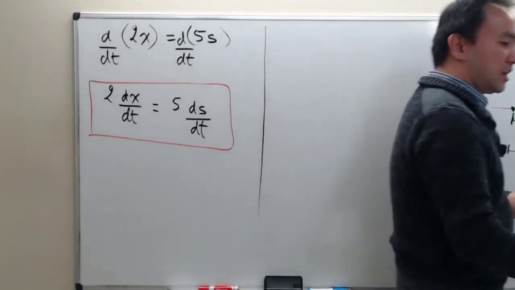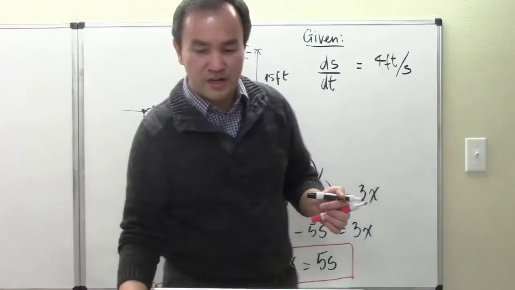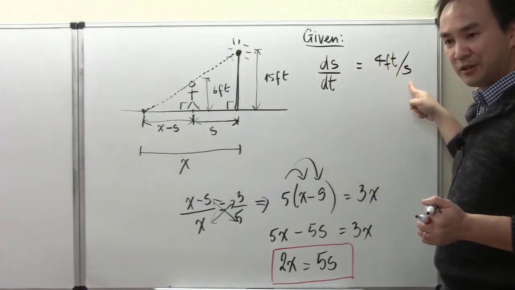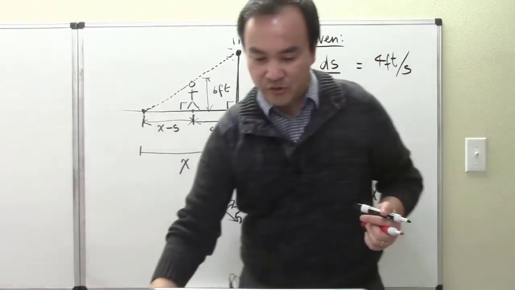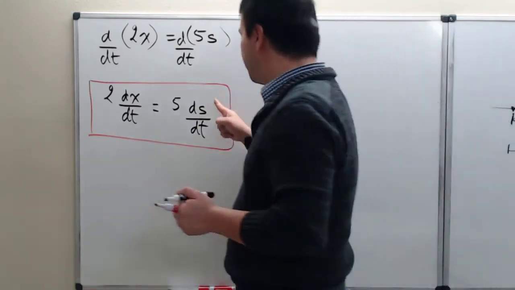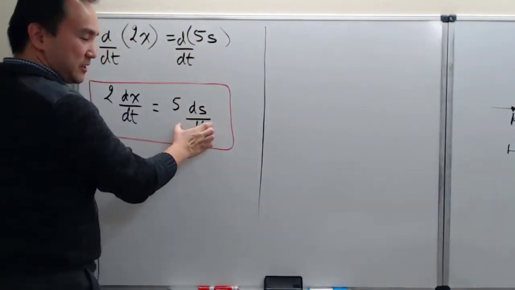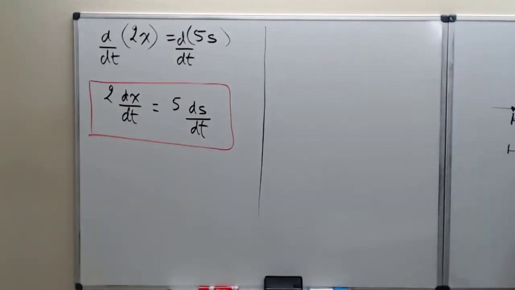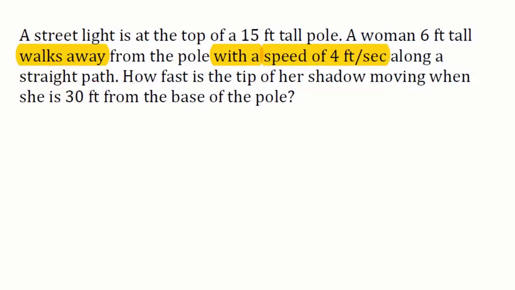Okay, and so now, back on my other board, we already learned from the wording of the problem that we had the ds/dt given to be 4 feet per second. And so that information will be useful in our work here. So ds/dt, eventually we will substitute 4 into that. But now let's look back at the problem a little more. The question is looking for how fast is the tip of her shadow moving when she is 30 feet away from the pole.